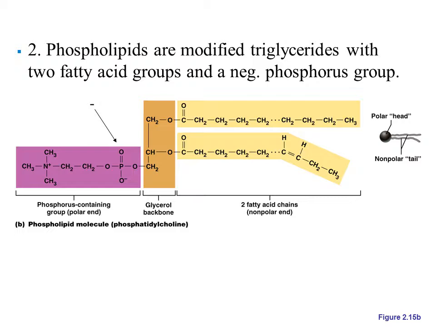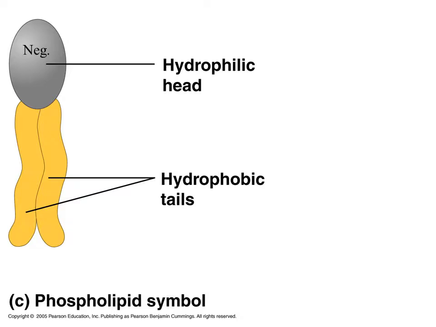Therefore, it will be attracted to water. Remember, water has a slightly negative and a slightly positive portion. So water will be attracted to the head, but it will be repelled from the nonpolar tail. So again, the head is attracted to water and the tail is not.